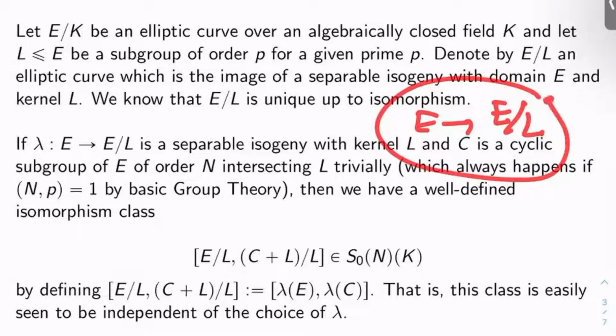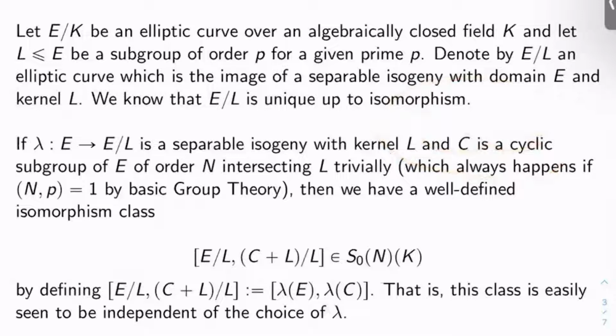What is a separable isogeny? Well, remember, an isogeny of elliptic curves like this induces an inclusion of function fields going in the other direction. If that inclusion is just a separable extension of fields, then we would say the isogeny is separable. Okay. We know E mod L is unique up to isomorphism. We talked about that in a previous video.